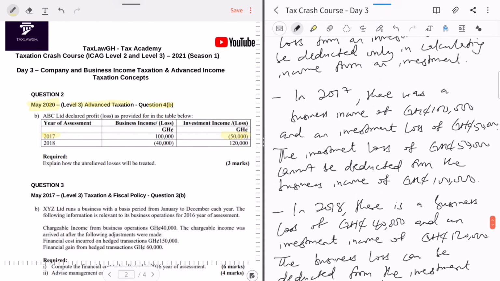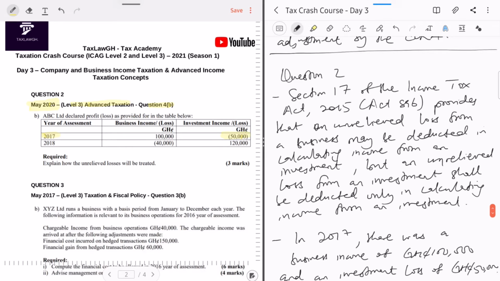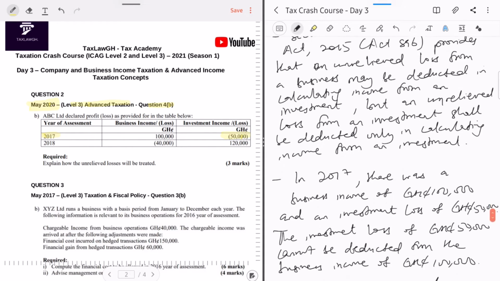This is a 3-mark question. Don't come and write a thesis. We are done. I think we've even written more than enough. We are done for this question.